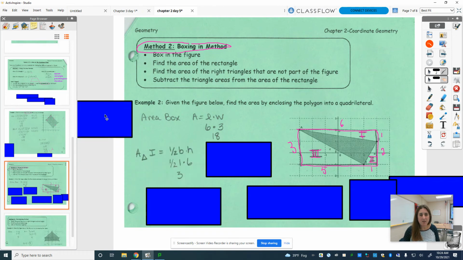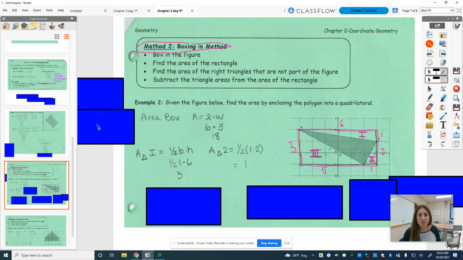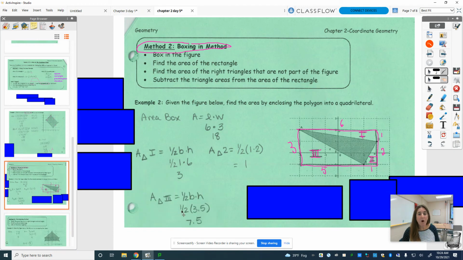Now, we're going to go find our triangles. Area of triangle 1 is going to be 1/2 base times height. 1/2 times 1 times 6. 1 times 6 is 6. Half of it is 3. Triangle 2, 1/2 times 1 times 2 is 1. Triangle 3, 1/2 times 3 times 5 is 15. Half of that is 7.5.